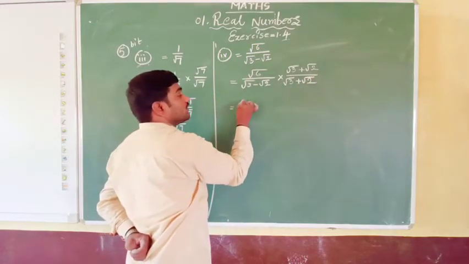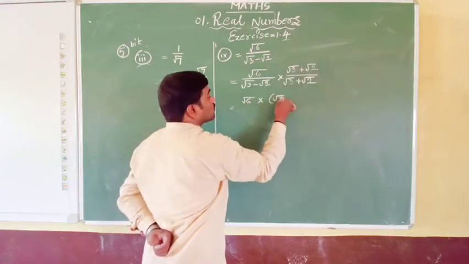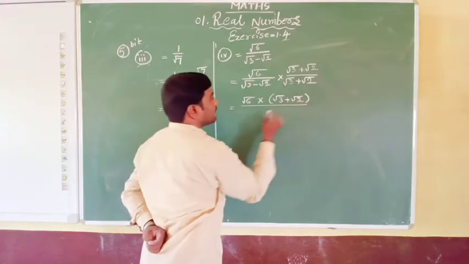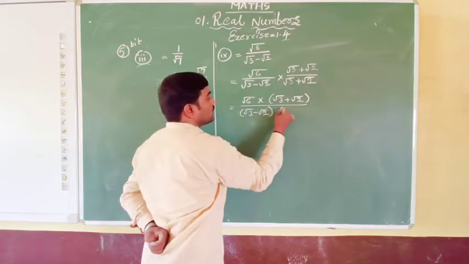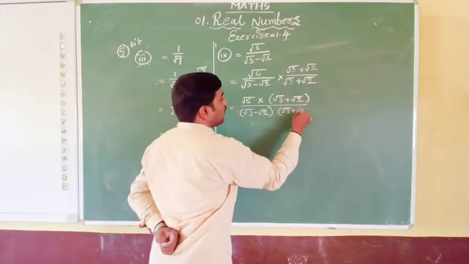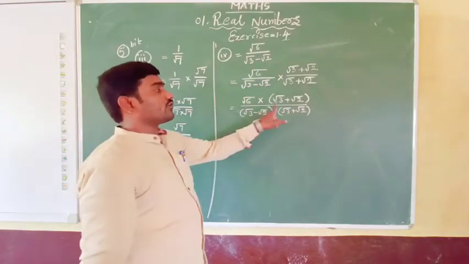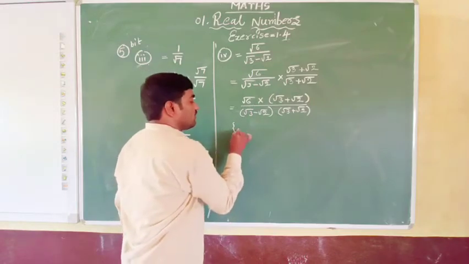So simple here, root 6 into the numerator part is what? Root 3 plus root 2 by, here we have root 3 minus root 2, and here we have root 3 plus root 2. So simple numerator parts. With root 6 we have to multiply both these terms. And here, however, it is in the form of one formula.